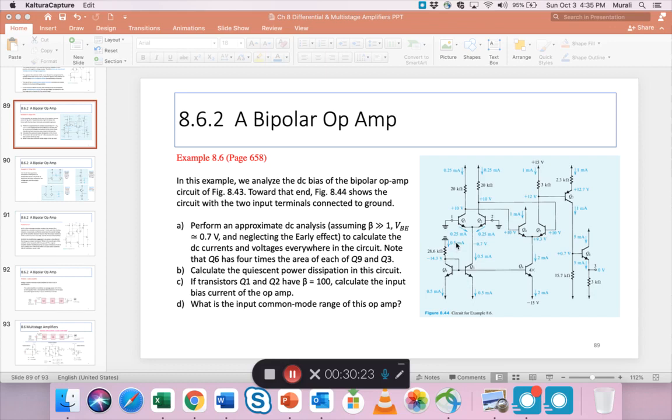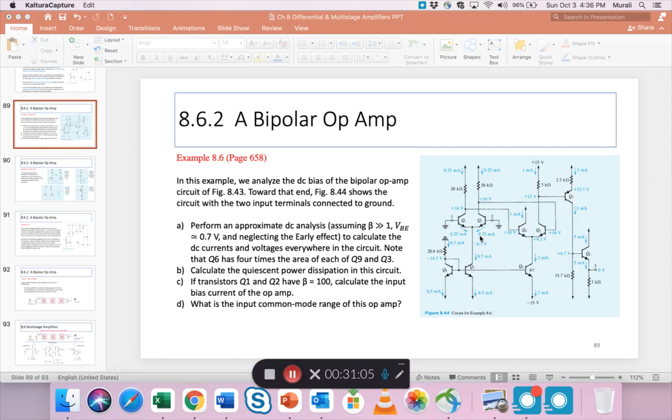Now how does he find this to be 0.5? So we have minus 15 here, and we know there is a drop of 0.7 here because it's an on transistor. So if you take out that 0.7 from 15, you get 14.3. So we know the voltage here is 14.3. We know the resistance here is 28.6. So voltage divided by resistance gives you 0.5 milliamps as the current. So this 0.5 is also here. Here we have a 4 times multiplier. So this 0.5 multiplied by 4 gives you 2 milliamps.